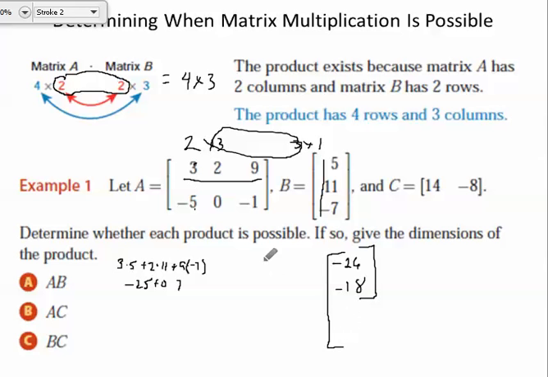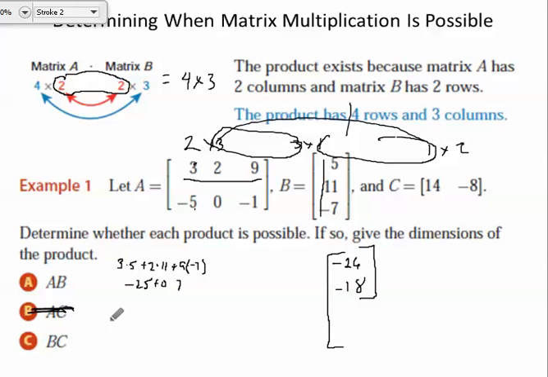Now, can I multiply A times C? I've got a 2 by 3 times a 1 by 2. No. See, the 3 and the 1 don't match. Can't multiply those together. Okay? How about B times C? I've got a 3 by 1 times a 1 by 2. The 1's are the same number. Those can be multiplied together, and I'll get a 3 by 2 at the end.